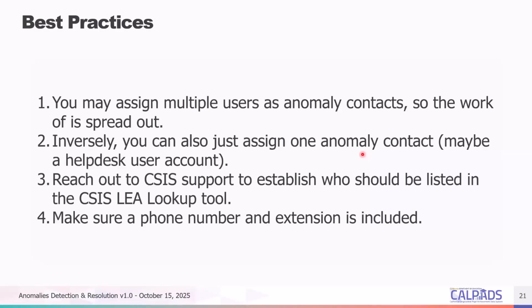You could even just assign a help desk user account in both the anomaly contacts section as well as in the CSIS LEA lookup tool. That way, once they send a request, anyone who has access in the help desk would be able to respond and look at that information, right? It's another way to execute option one. Then, yes, I was just going to add the anomaly contacts in CalPADS exist if you have the role.